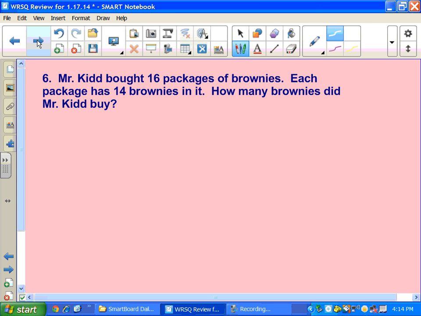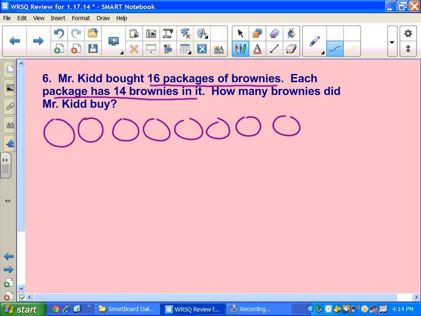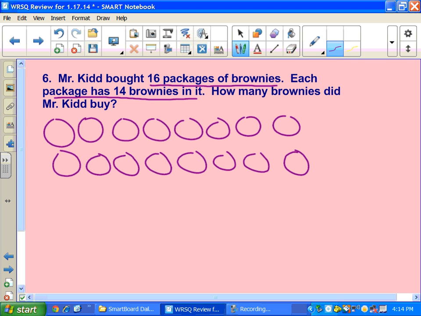Read, understand, make a plan, do it, look back, make sure it's reasonable, you answer the question, and then pause it and come back to it and see what you got. All right. In this, we see that I bought some packages of brownies. I bought 16 packages, and each package has 14 brownies in it. So if I drew 2, 3, 4, 5, 6, 7, 8, 9, 10, 11, 12, 13, 14, 15, 16. That's my 16 packages, and every one has 14.